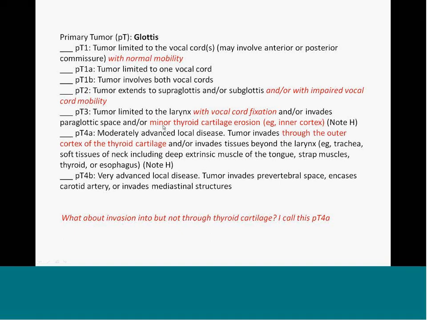A word about thyroid cartilage involvement. It changes the stage from a pT3 to a pT4, but the distinction is a little bit blurry. So in a pT3, you can have minor thyroid cartilage erosion, for example, of the inner cortex. Then there is a moderately advanced tumor, where the tumor invades through the outer cortex of the thyroid cartilage. So what do you do about cases that don't have minor thyroid cartilage erosion, but go through the outer cortex? I typically call those pT4 tumors.